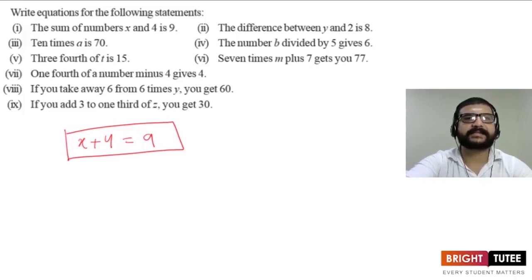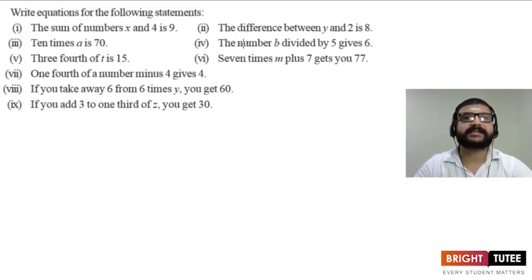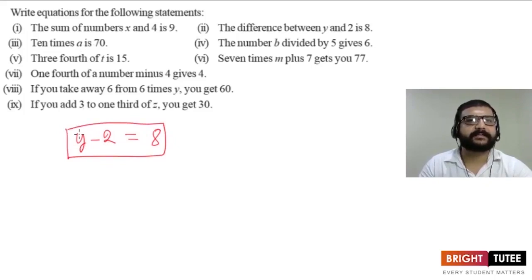Now what is the second statement here? The second statement is the difference between y and 2 is 8. So that is y minus 2 gives us 8. Difference between y and 2, which is y minus 2, and this is equal to 8. So this will be the equation for the second statement.